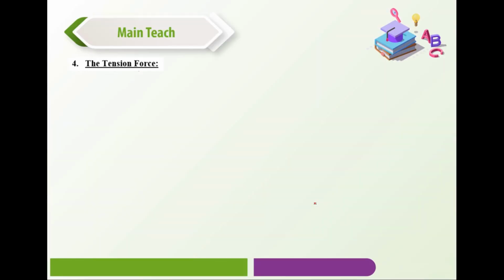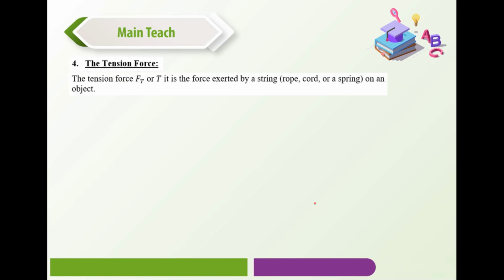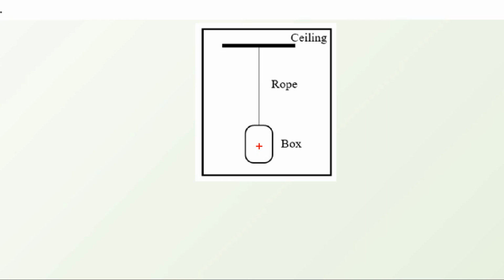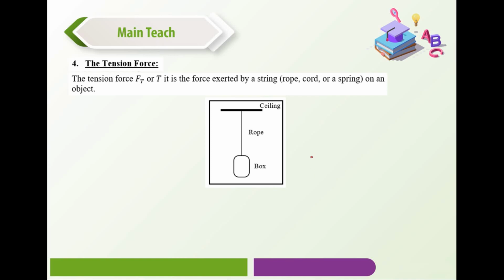Now section 4, the tension force. The tension force, Ft or capital T, is the force exerted by a string, rope, cord, or spring on an object. Here in the following case we have a box attached to a rope and the other end of the rope is connected to a ceiling. What are the forces acting on the box? For sure, if the box has a mass, it will be subjected to the pull of gravity, but notice that the box is not falling down due to the rope connected to the box, and we need to explain this at the level of the forces. So we say that there is a tension force exerted by the rope on the box.